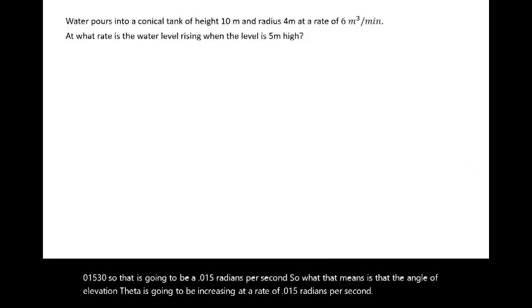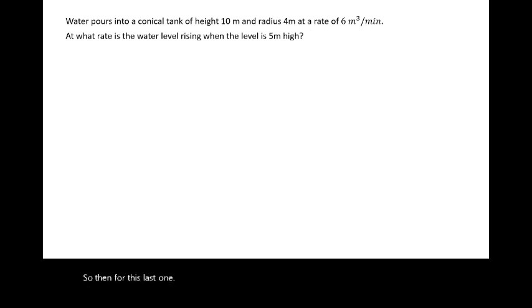So then for this last one, let's say that water is pouring into a conical tank, a cone, and the tank has a height of 10 meters and a radius of 4 meters, and water is pouring into it at a rate of 6 meters cubed per minute. So this is a rate of change, which means they just gave us a derivative. They just gave us dV dt, and since water is pouring in, the volume is increasing, so dV dt is equal to 6.